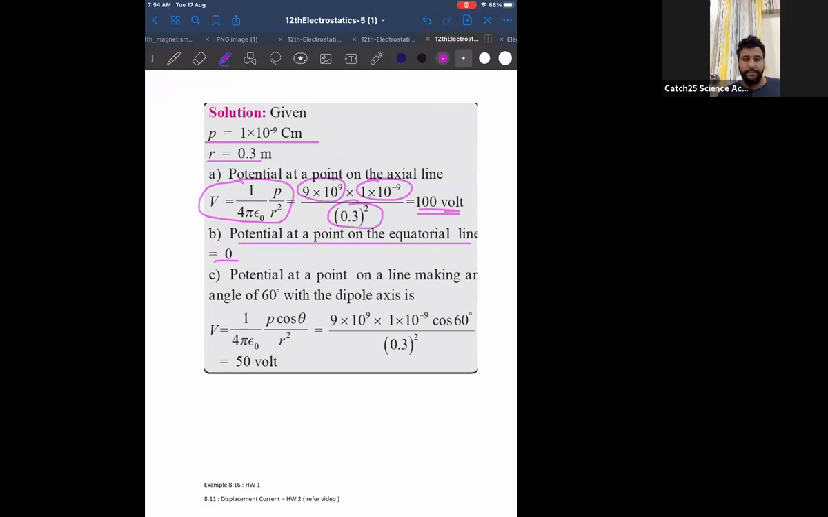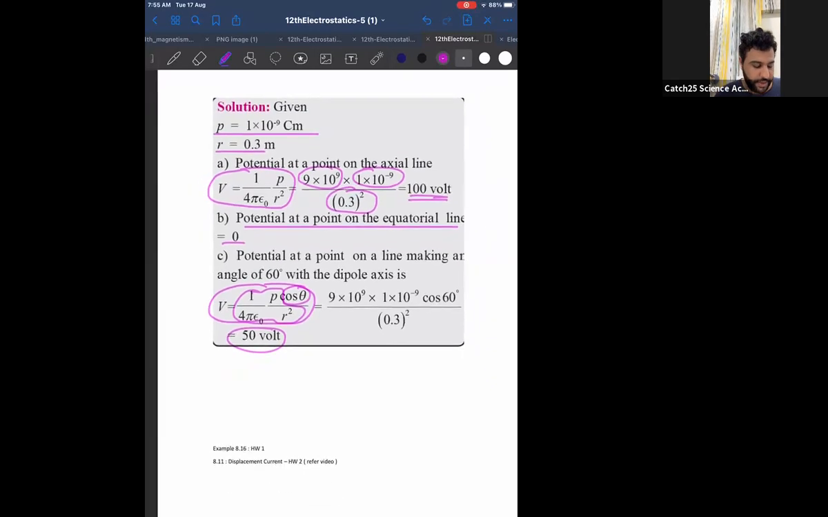And the third answer, listen to this, can I say the third answer will be half of the first answer automatically? Because cos 60 is half. Therefore, in this formula, look at the screen, 1 by 4 pi epsilon naught P by R square, we have already got the answer, into cos 60, which is half. Therefore, the answer for the third one will be exactly half of the answer of the first one. Got it? This is the answer on the screen. Now try to get the answer.